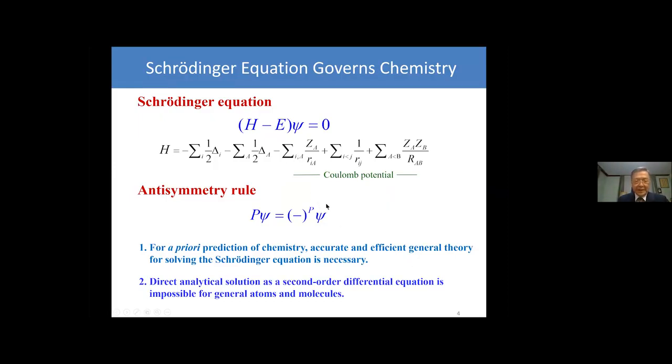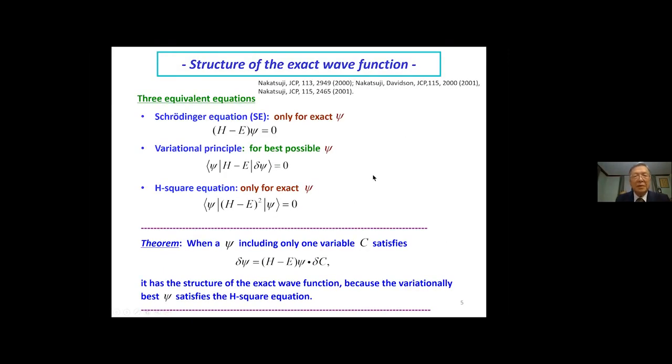But direct analytical solution of this second order differential equation is almost impossible for general atoms and molecules. So we start from studying the structure of the exact wave function. We examine 3 equivalent equations: the Schrödinger equation and the H-square equation, which is valid only for exact psi. Only exact psi satisfies the two equations. But the variational principle is used to calculate the best possible psi. So we can start from some approximate psi and reach, if possible, the exact wave function.